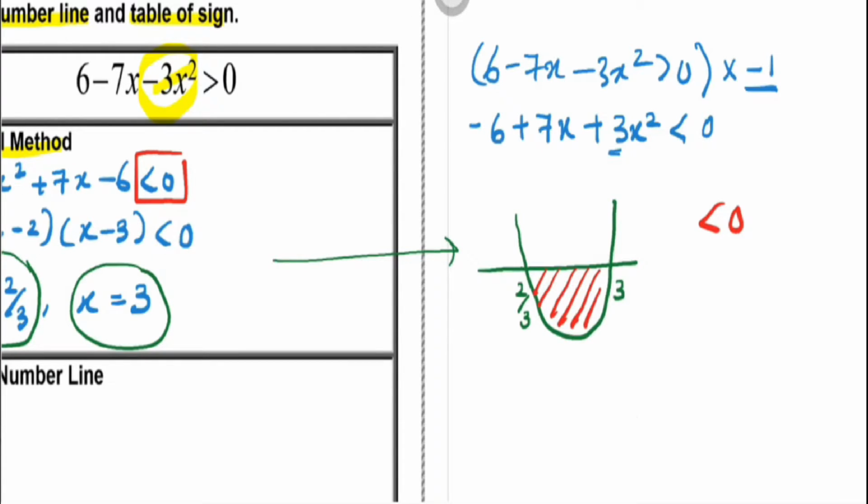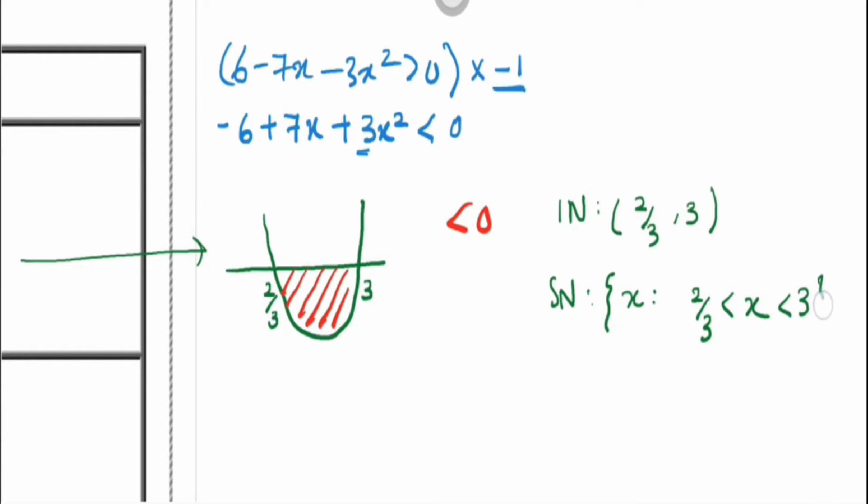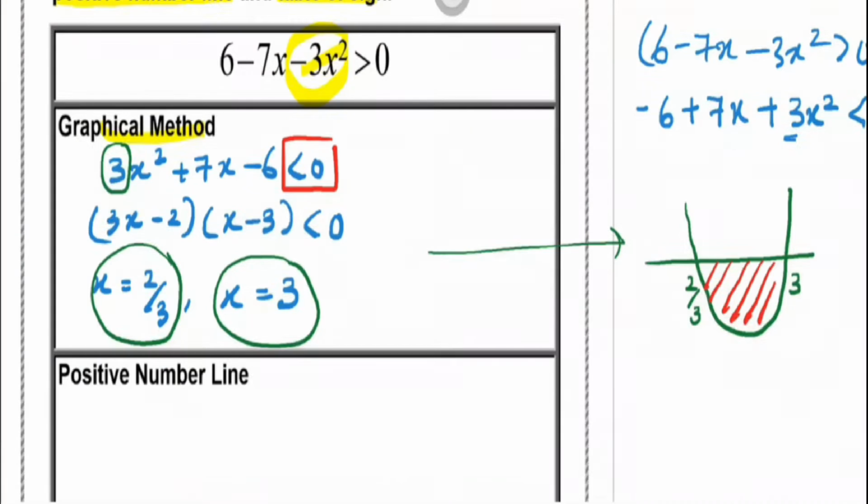Once you have shaded the region, now kita akan tulis jawapan dia. In interval notation for this region is 2 over 3 until 3, open, open. For set notation, we have, titik bertindih, x from 2 over 3, greater than and then less than 3. So this is gonna be our set notation. Okay, that's the answer for this question by using the first method, which is graphical method. Now let's move on to the second method, which is positive number line.